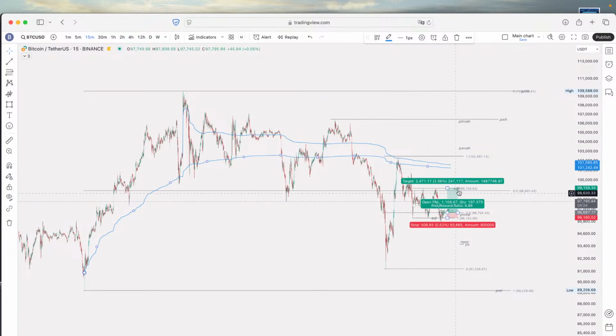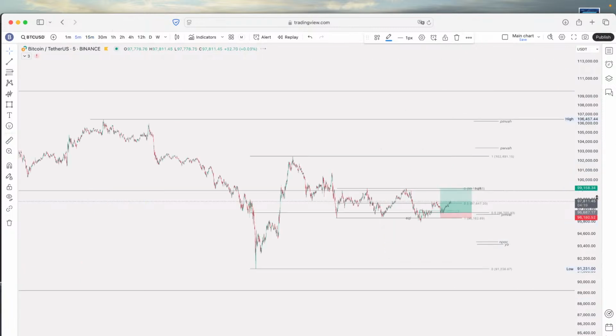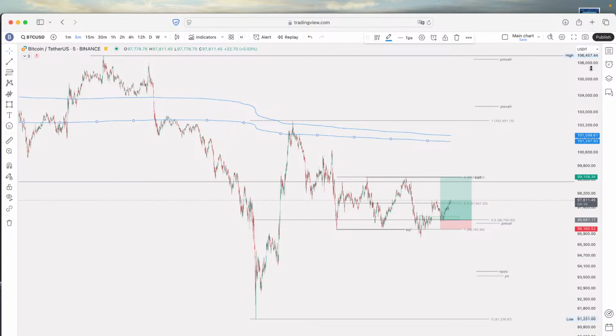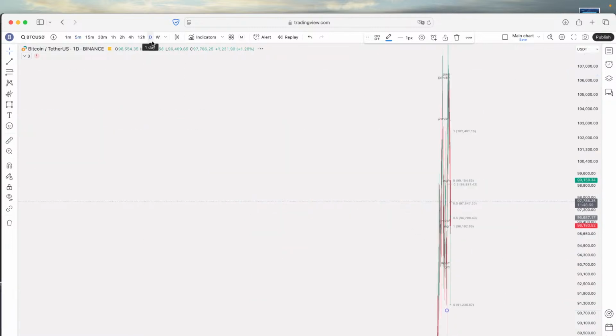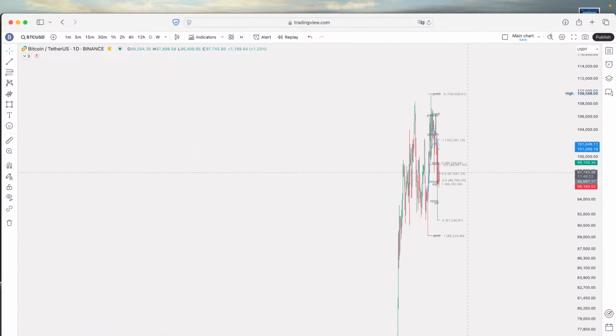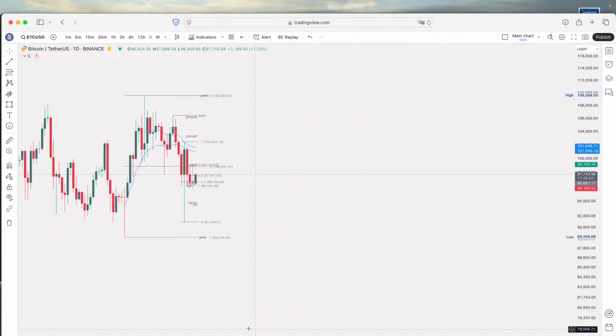If we get rejected again, or we fail to hold this range and we break 96,000 below, I expect the price to test around $94,500. Why? Because if we zoom out on a daily candle range, let me show you something interesting.